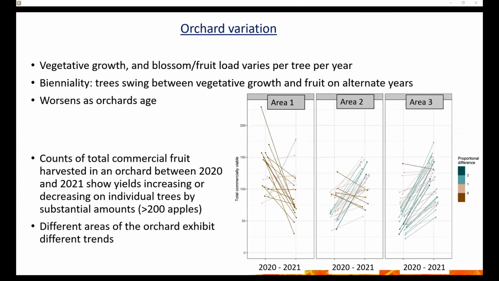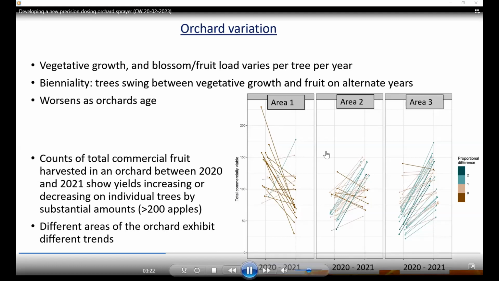Yield variations across years can also vary hugely, for example due to bienniality. And you can see some results showing that in these graphs here. So on the y-axis, we've got the total number of commercially viable apples on individual trees across 2 years on the x-axis. So the lines of the graph show the change in fruit count of an individual tree from 2020 to 2021, and the colour of the lines show the proportional difference of those fruit counts. So the brown lines show that the tree's yield has reduced from 2020 to 21, whilst the cyan and dark green colours show that the yield has increased.